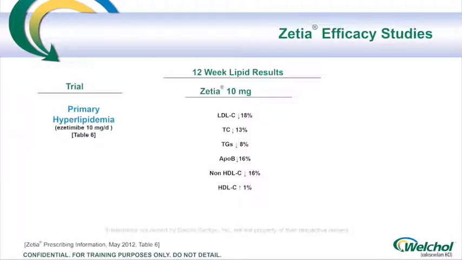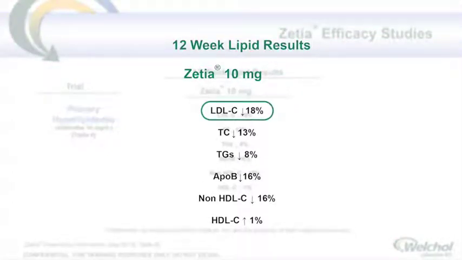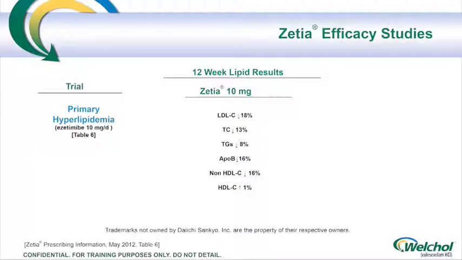Zetia was studied in 2 multi-center, double-blind, placebo-controlled, 12-week studies in 1,719 patients with primary hyperlipidemia. In these studies, Zetia significantly lowered LDL-C 18%, total cholesterol 13%, triglycerides 8%, ApoB 16%, non-HDL-C 16%, and increased HDL-C 1% compared to placebo. Maximal to near maximal response was generally achieved within 2 weeks and maintained during chronic therapy.